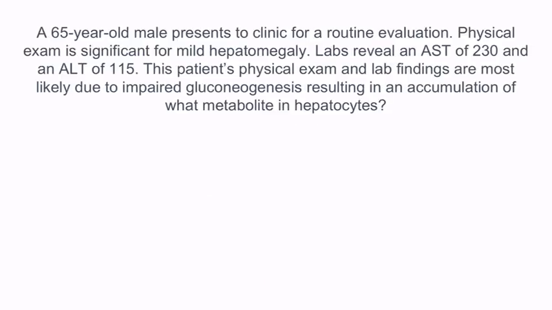A 65-year-old male presents to the clinic for a routine evaluation. Physical exam is significant for mild hepatomegaly. Labs reveal an AST of 230 and an ALT of 115. This patient's physical exam and lab findings are most likely due to impaired gluconeogenesis, resulting in an accumulation of what metabolite in hepatocytes. From the question stem, we know that this patient has AST and ALT elevations.